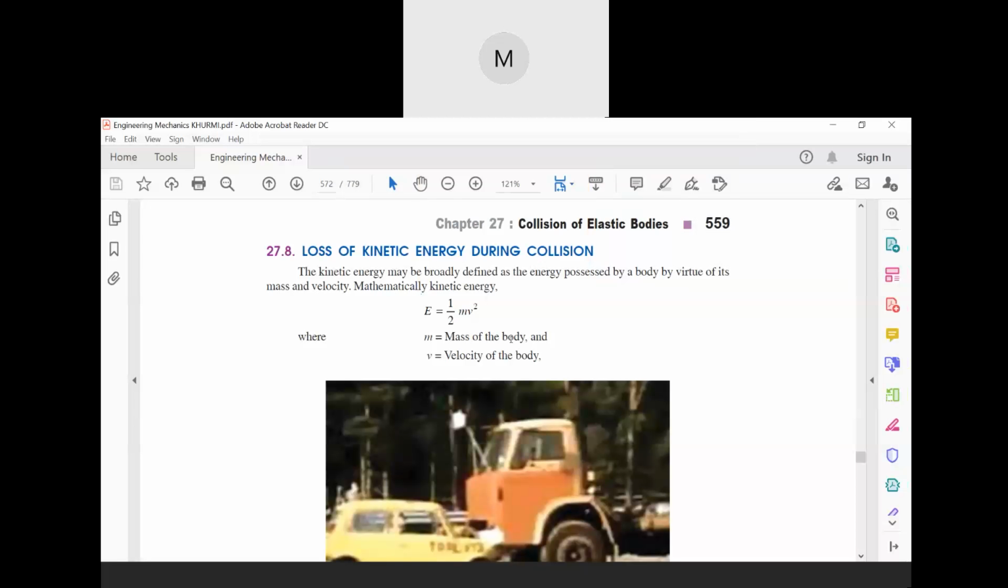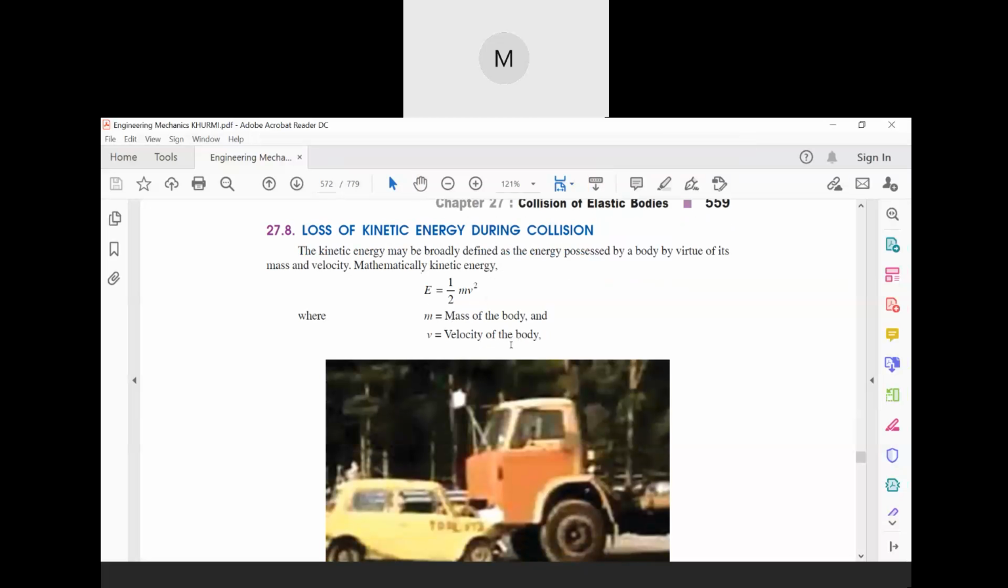So the topic is loss of kinetic energy during collision. Now the kinetic energy may be broadly. Can you see the screen? Yes, sir.